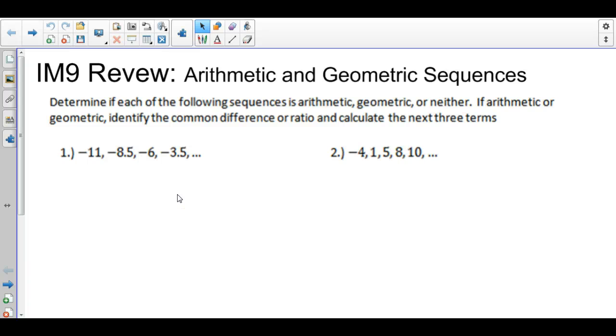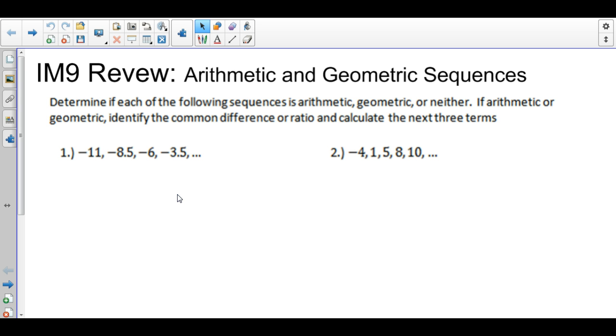Good morning. We are going to review arithmetic and geometric sequences. So my goals for this little lesson are to go over what it means to be an arithmetic or geometric sequence. We're going to identify the sequences, identify common difference or ratio. We're going to calculate terms. We're going to write an explicit formula, write a recursive formula, and then calculate an nth term.